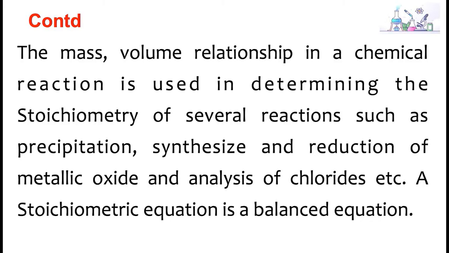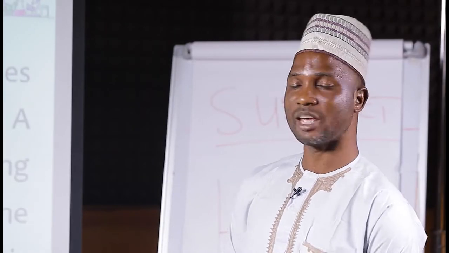The mass-volume relationship in a chemical reaction is used in determining the stoichiometry of several reactions, such as precipitation, synthesis, reduction of metallic oxide, analysis of chloride, etc. A stoichiometric equation is a balanced equation. Now, we'll look at the concept of a mole.